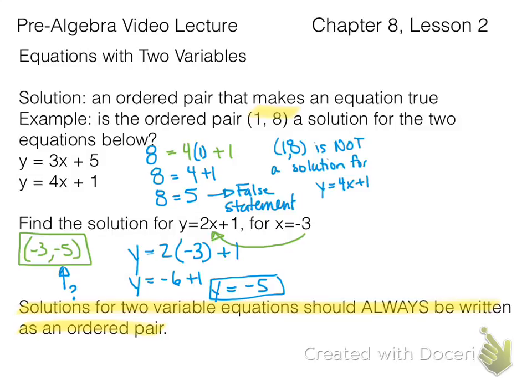I could also do it a different way. I could say, well, what if x was 2? Then I could replace x with 2 and figure out what y was. We'll be doing that a little bit later in this video. On to something else now.